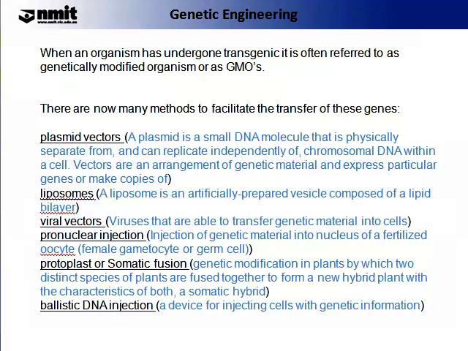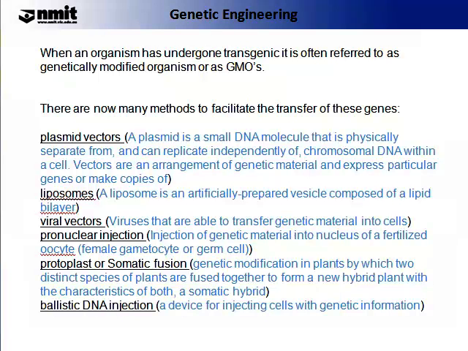Liposomes. A liposome is an artificially prepared vessel composed of a lipid bilayer. Viral vectors. Viruses are able to transfer genetic material into the cells. Pronuclear injection. This is the injection of genetic material into the nucleus of a fertilized oocyte, female gamete or germ cell.